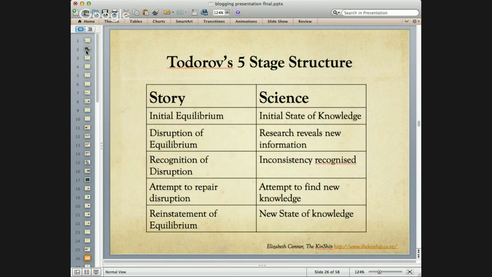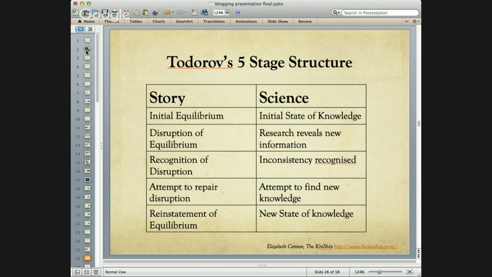There's various different structures for stories. I'm going to talk about a few journalistic structures in a moment, but when we think about stories, any kind of story, and what makes stories really resonate with people, this is a really useful structure to think of. All stories have some kind of this is how it is, how it was. There's an initial equilibrium, everything's fine. There's a disruption, an event happens that disrupts the equilibrium. You recognize that there's been a disruption, you repair that disruption, and you reinstate the equilibrium.